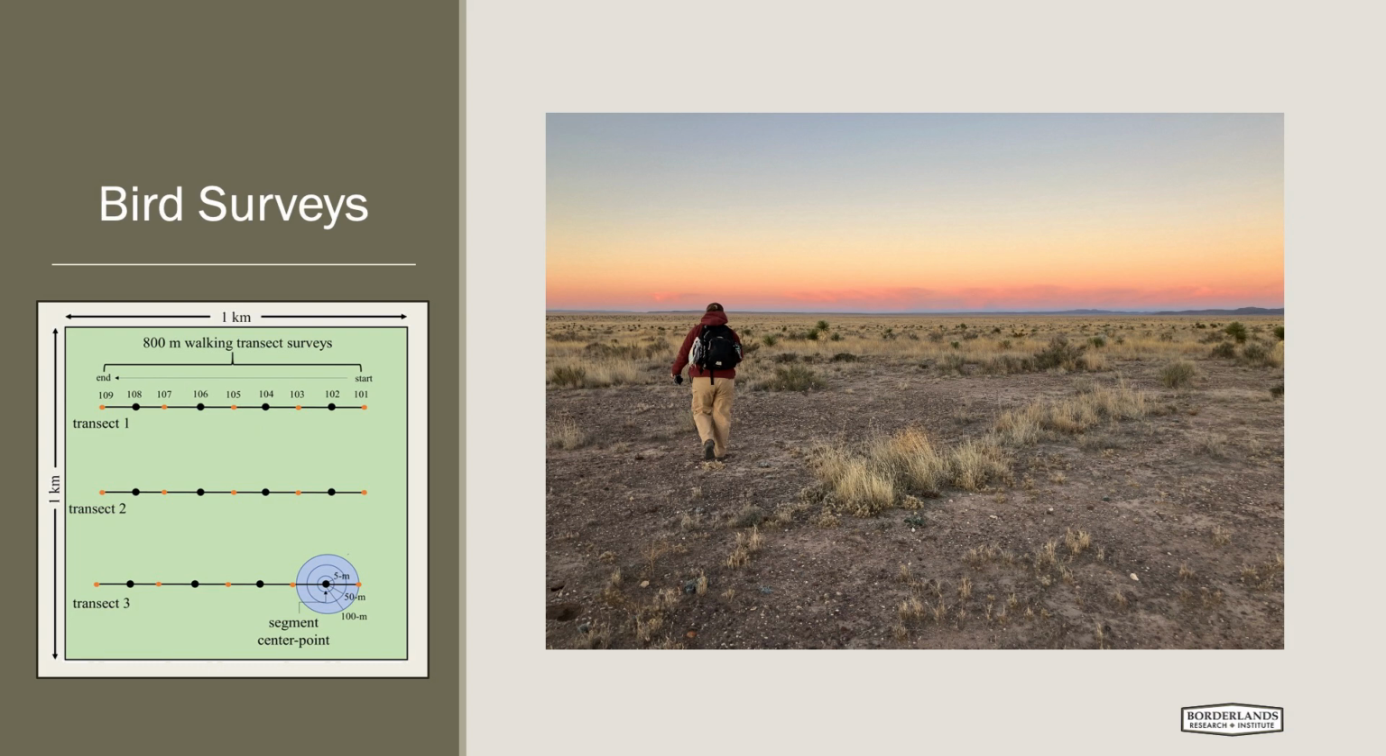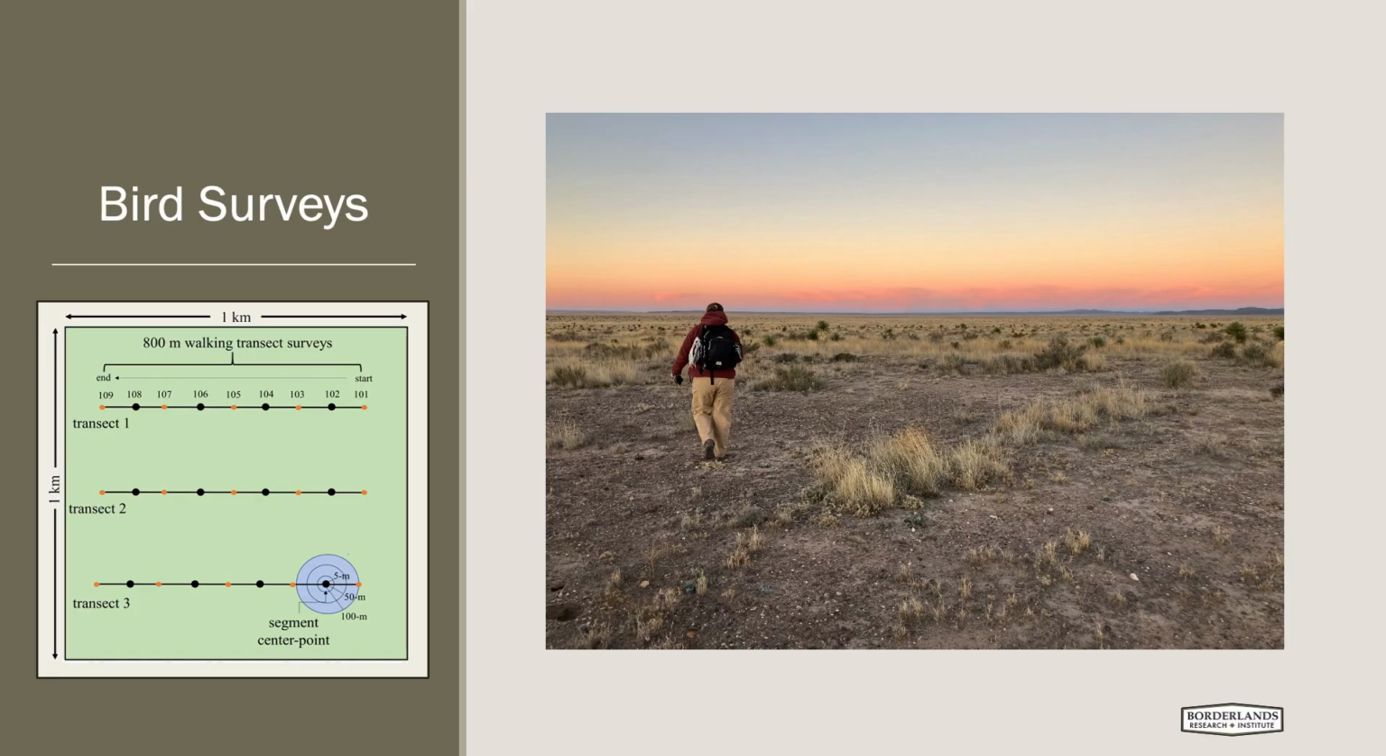So there were survey grids set up across all of these properties. This was done in partnership with Bird Conservancy of the Rockies and scaled to the size of the ranch. So MIMS has 10 of these 1 kilometer square survey units. The other Marfa ranch had 30, and then the Marathon ranch had 20. Each of these were laid out so that there's 3 transects.